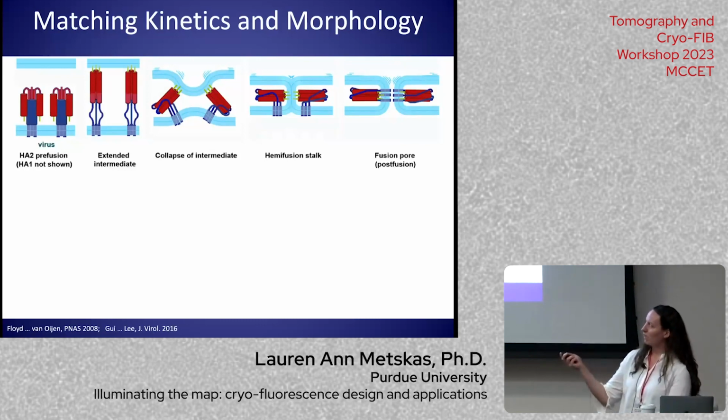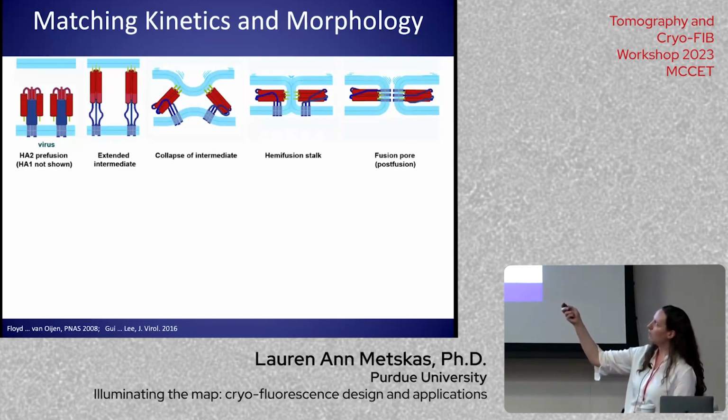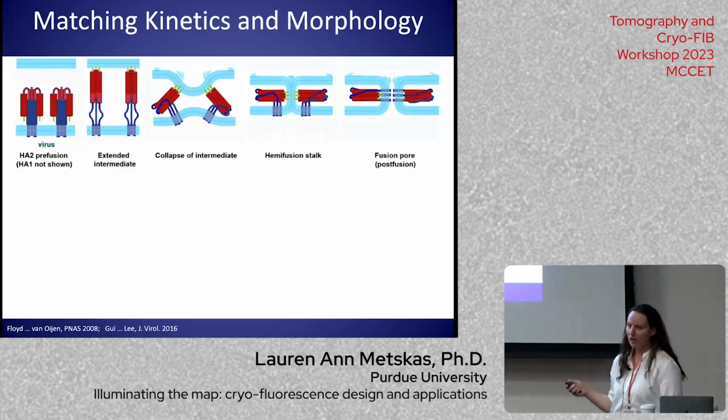And so you have a glycoprotein that's going to interact with a target. It's going to embed that little green fusion loop, and then it's going to pull down, and you're going to get lipid mixing in the hemifusion state, and then you're going to open up a pore in the fusion. All right, so that seems reasonable, right? And you would hope that you could just do a tomogram and see all these states.